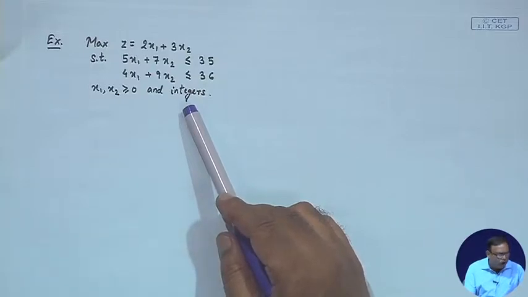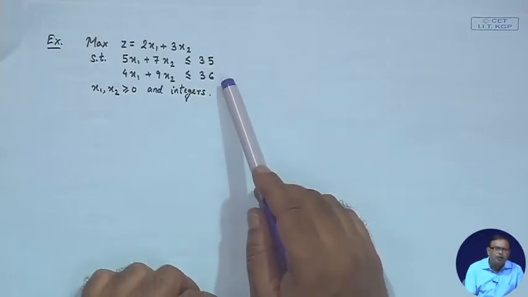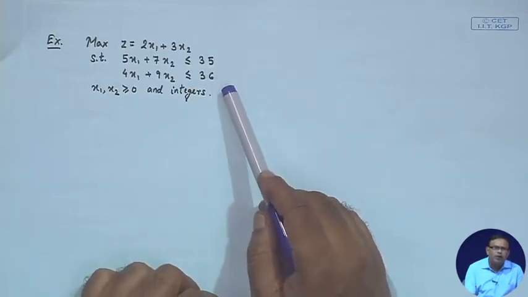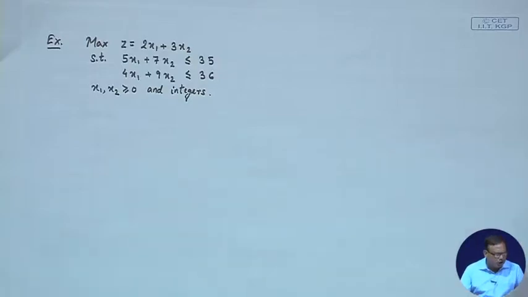For this problem I can find the solution in 2 ways. One is to use the normal simplex method: add the slack variables, write down the initial simplex table, and go on iterating until I obtain the solution. Instead of doing the simplex algorithm, since it is a problem of 2 variables only, we will use the graphical method.